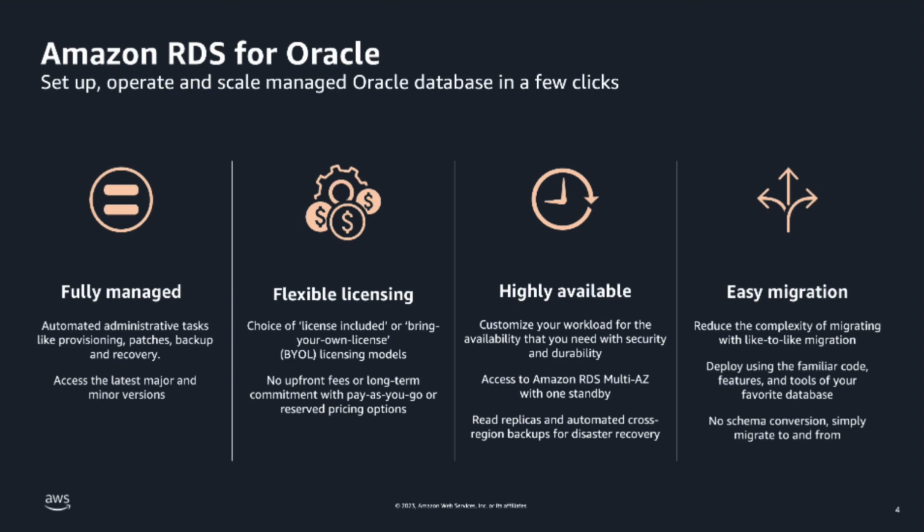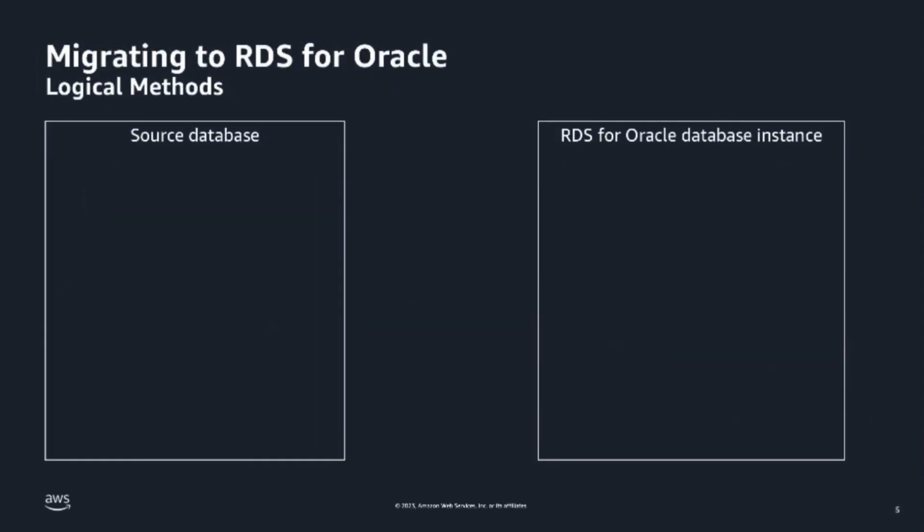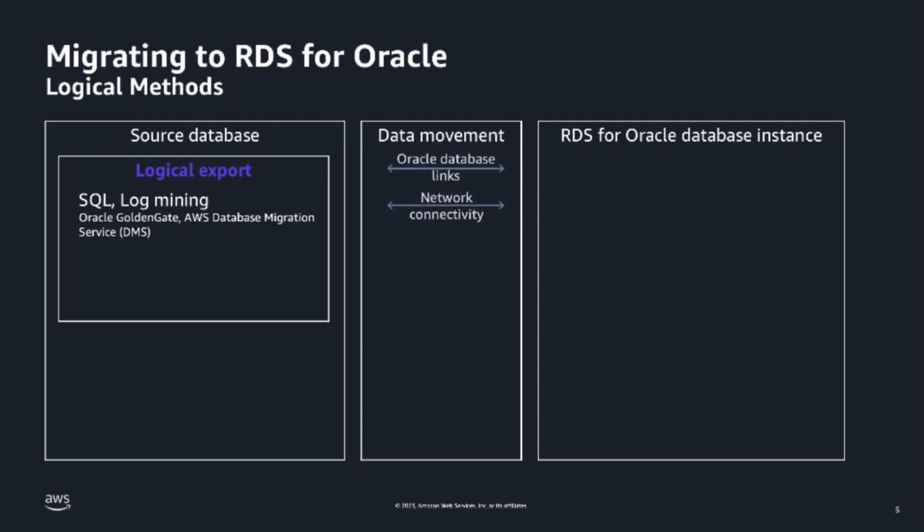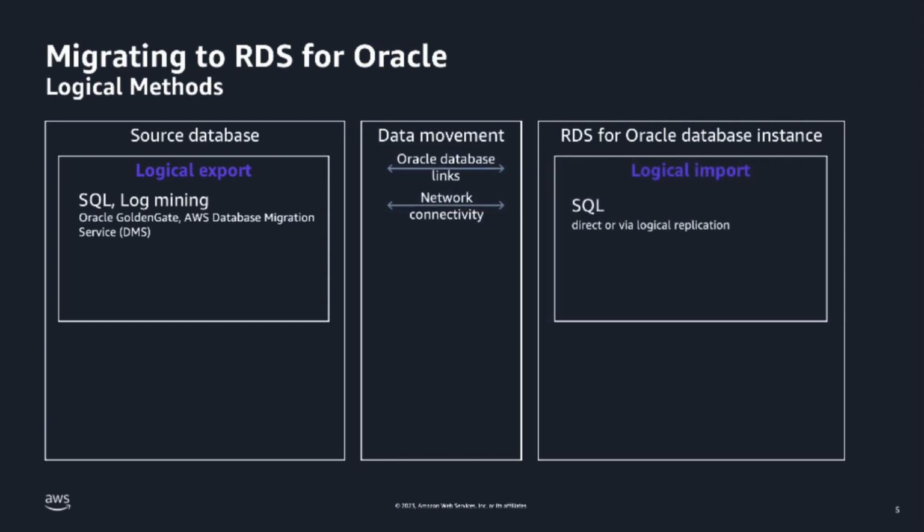AWS supports many tools or services to migrate data to Amazon RDS for Oracle using logical and physical methods. Let's take a look at some of those methods. As you can see, on the left, there is Source Oracle Database, and on the right, there is Target RDS for Oracle instance. Under logical methods, AWS's Database Migration Service, or Oracle's GoldenGate, can be used to migrate data to RDS Oracle. These methods support change data capture for continuous replication.